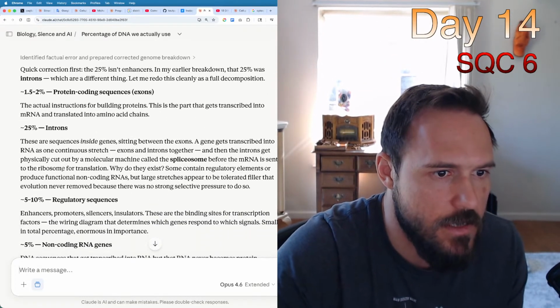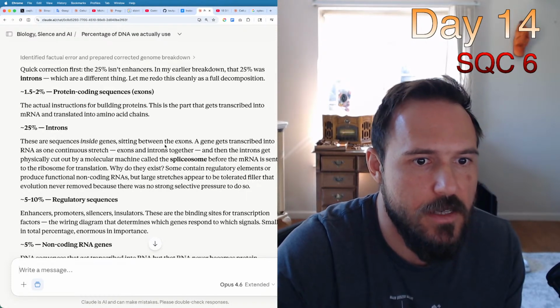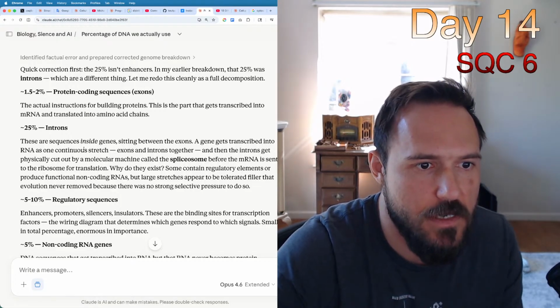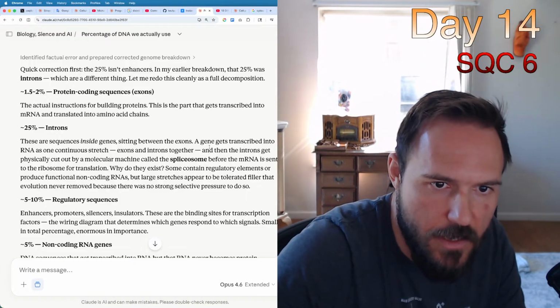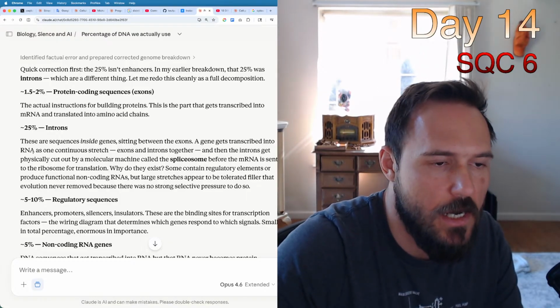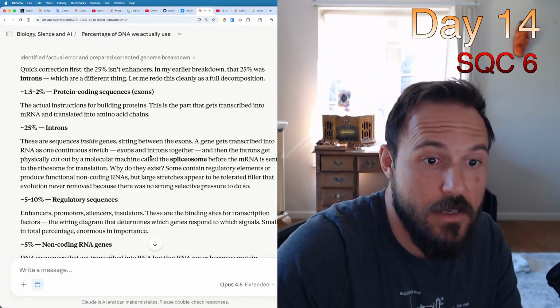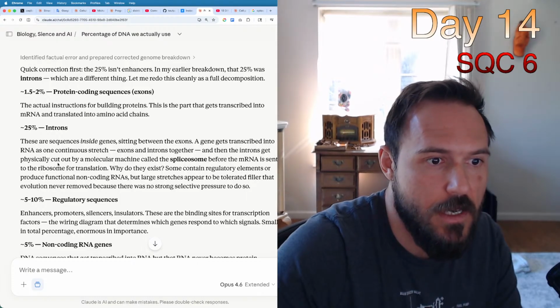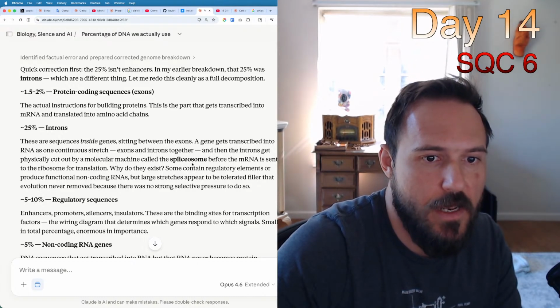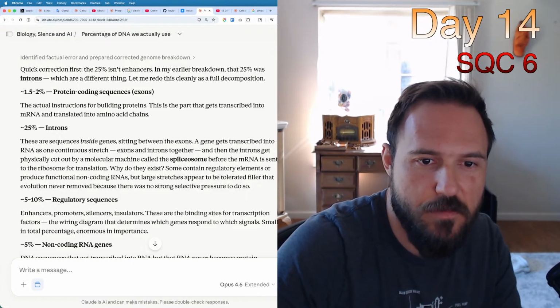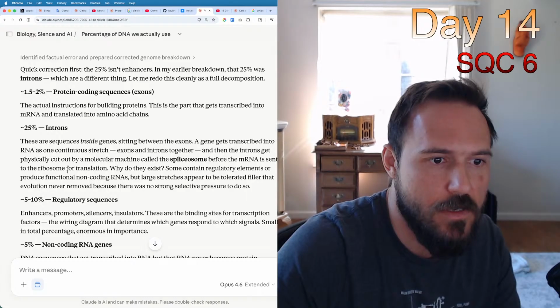Introns, about 24%. These are sequences inside a gene sitting between the exons. A gene gets transcribed into RNA as one continuous stretch, exons and introns together. And then the introns get physically cut out by a molecular machine called the spliceosome. I think they use that for CRISPR, right? This happens before the mRNA is sent to the ribosome for translation.